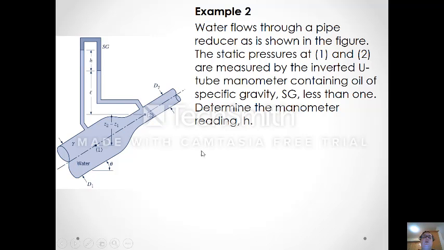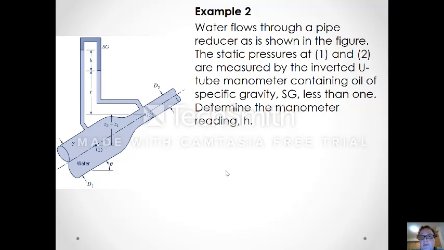So the question says, water flows through a pipe reducer as is shown in the figure. The static pressure at point 1 and point 2 is measured by the inverted U-tube manometer containing oil of a specific gravity Sg less than 1. And they want you to determine the manometer H reading. Now obviously this question doesn't have any numerical values, and so I'm asking you to derive the variable equation that you would use to find H.